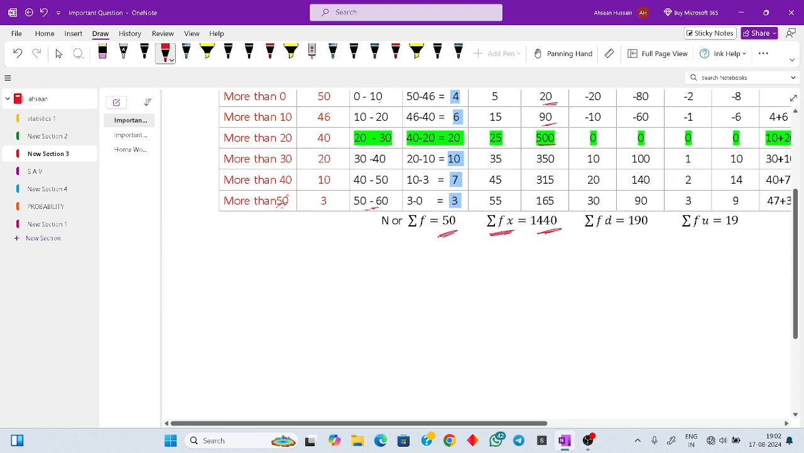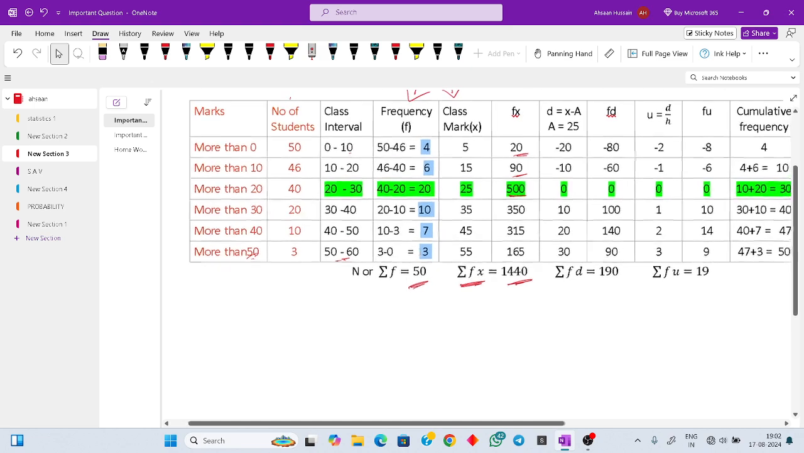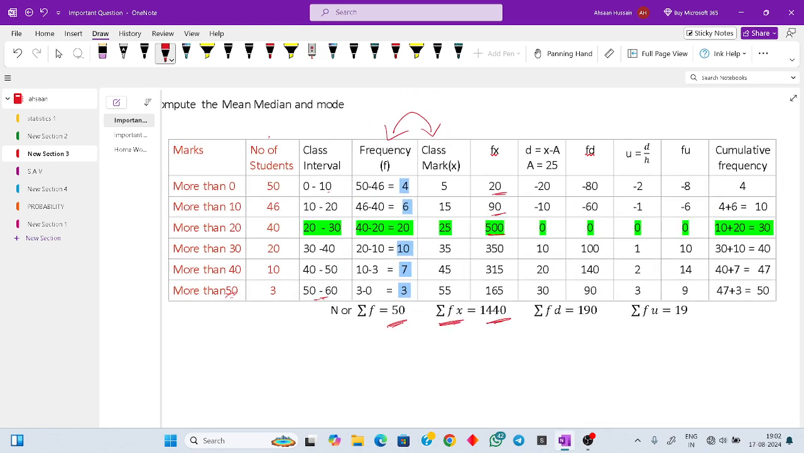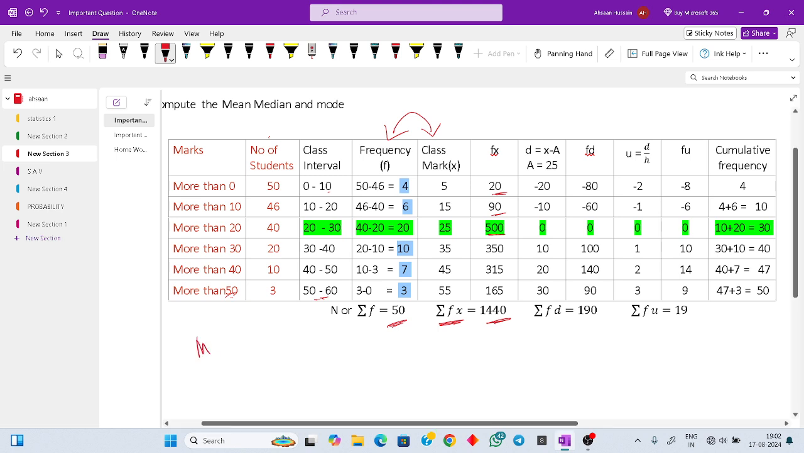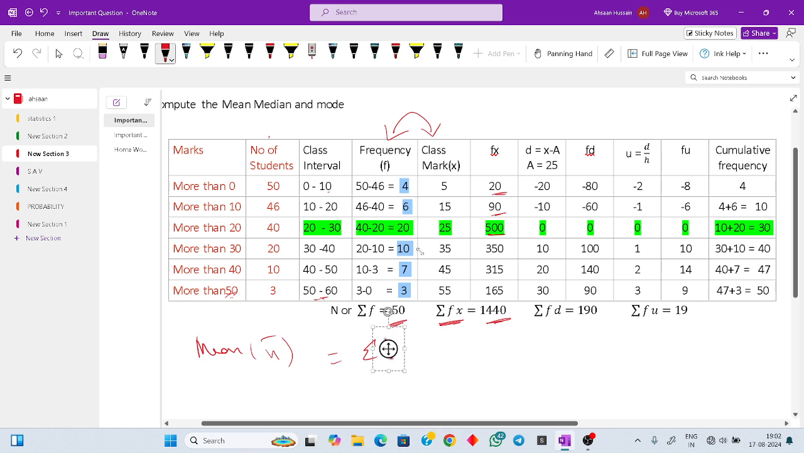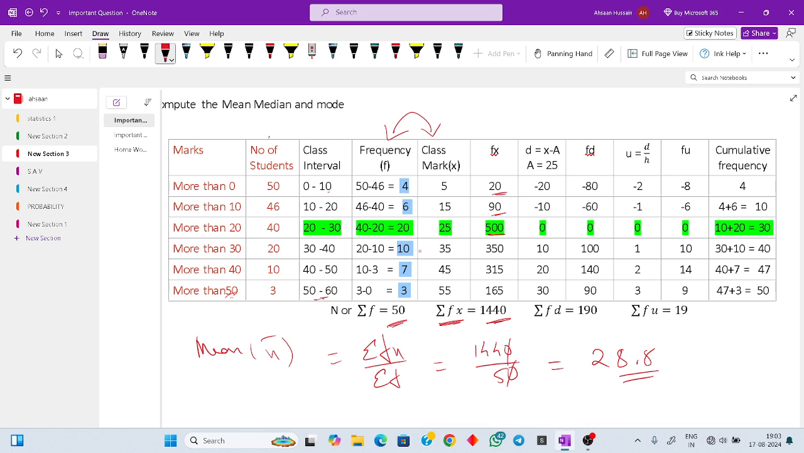So I hope now you can do it by yourself. You know how to do it. Mean equals summation fx, sorry, summation fx by summation f, that is 1440 by 50. You can cancel these two zeros. The answer will be 28.8.